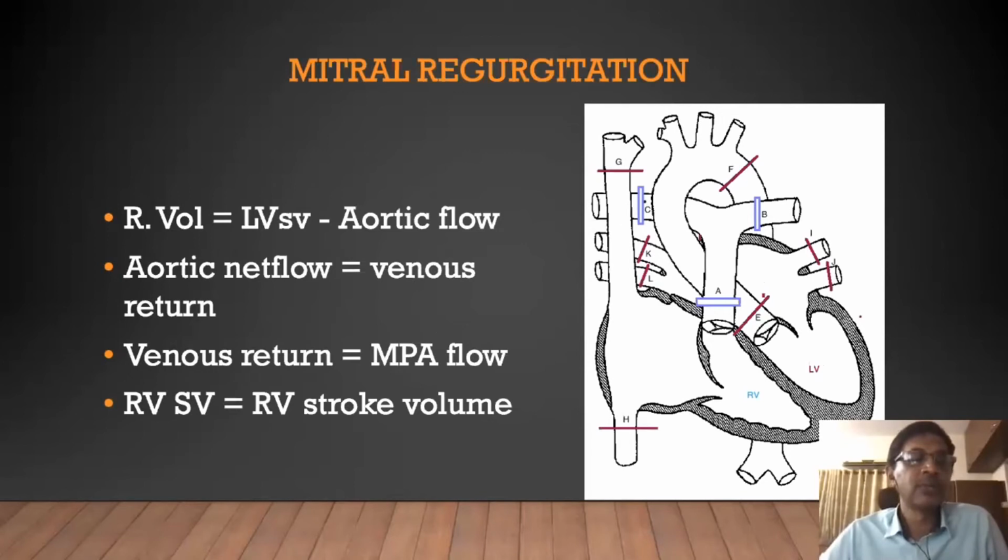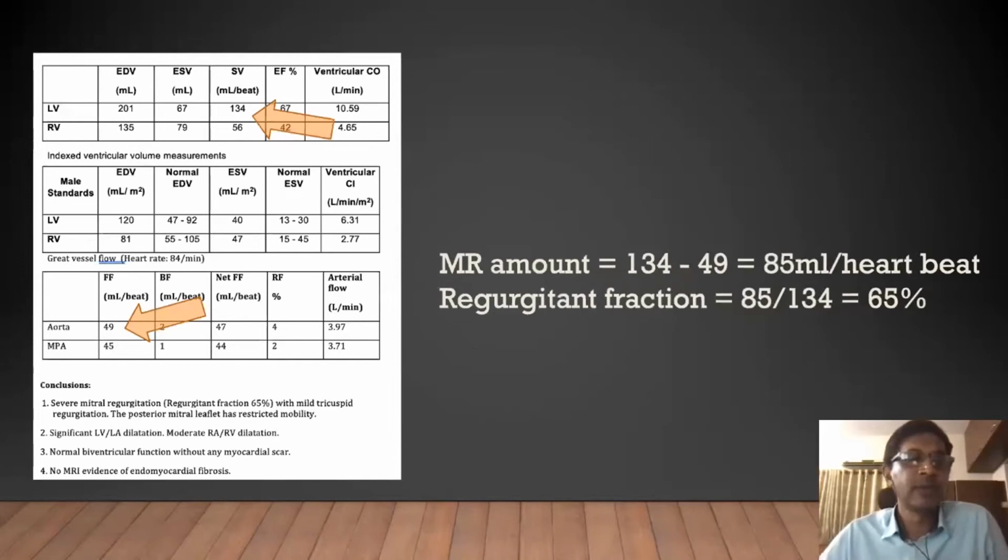Atrioventricular valve regurgitation jets are not in a single plane, so they cannot be assessed directly. So they are assessed by subtracting the great arterial flow from the ventricular stroke volumes. Here is an example of mitral regurgitation assessment. The left ventricular stroke volume was 134 ml. The aortic forward flow was 49 ml per heartbeat, which is consistent with the pulmonary artery flow. So the regurgitant amount is 85 ml, which is 65% of the left ventricular stroke volume, which is severe and is recommended for surgical treatment.